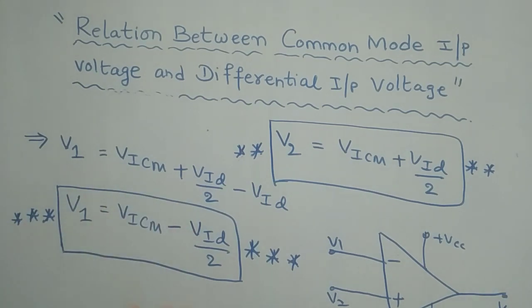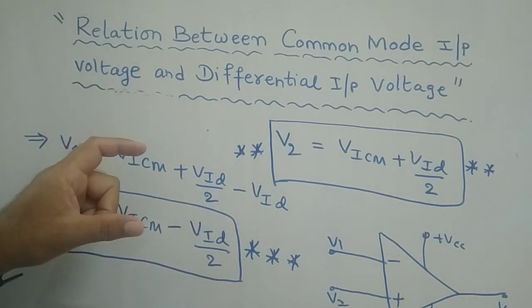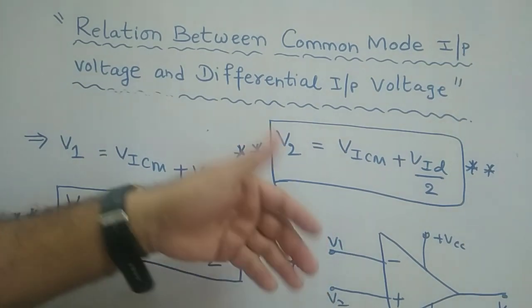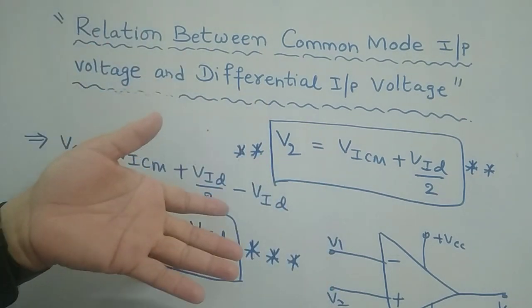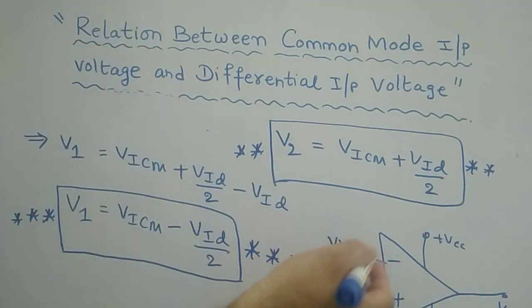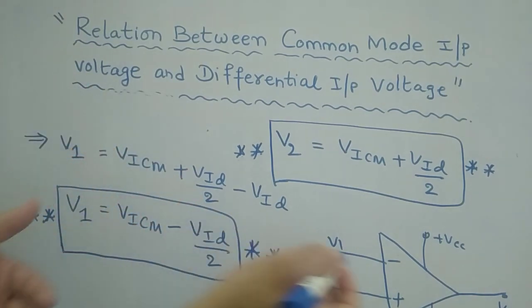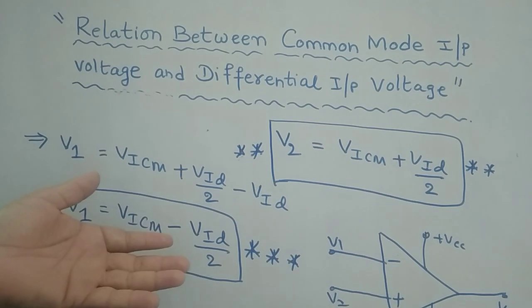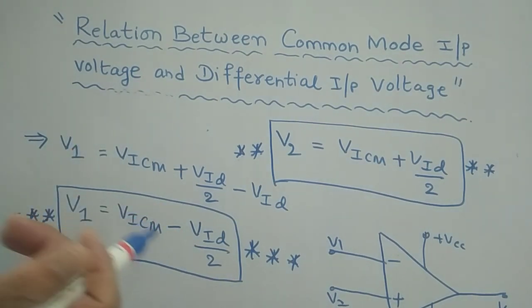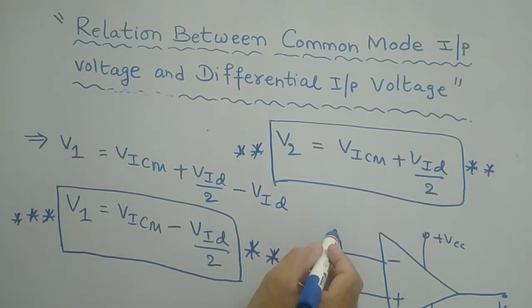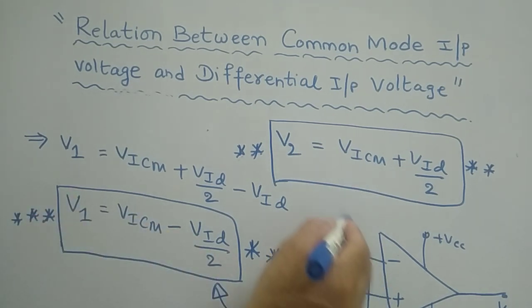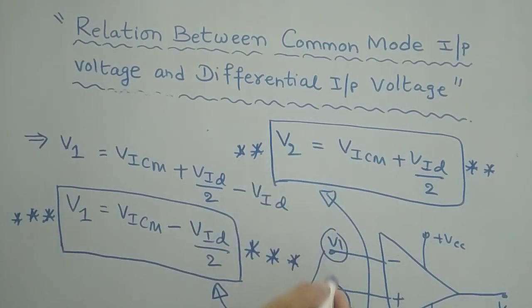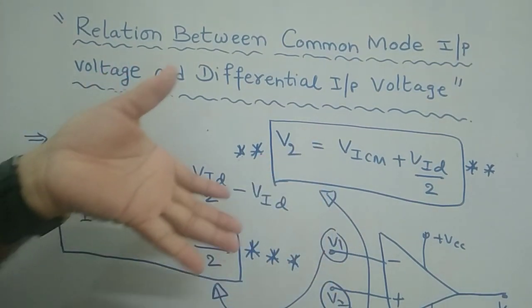What is the common mode? Common mode is nothing but applying the same signal at both the input terminals of the op-amp. Applying the same input signal at both the input terminals is called common mode input. Otherwise, if you apply two different input voltages at these two terminals, then it is called differential input voltage. Therefore, what is the value of V1? Your V1 is equal to this one. This is the expression for your V2, meaning your input voltages in terms of the differential input as well as common mode input voltages.